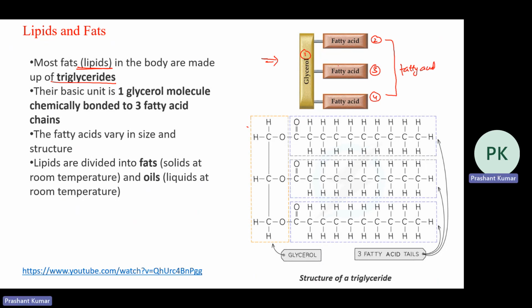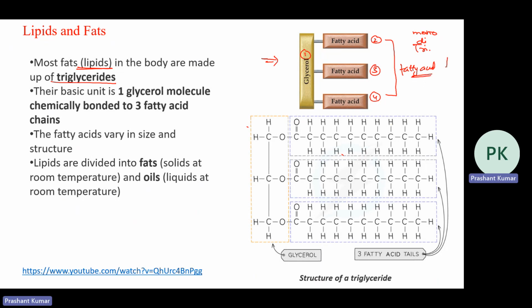If glycerol is connected to 1, we call it mono. If it is connected to 2, we call it di. If it is connected to 3, we call it tri. So when we say triglycerides, the meaning is glycerol plus 3 fatty acids, like this. In the diagram, you can see the molecular structure.